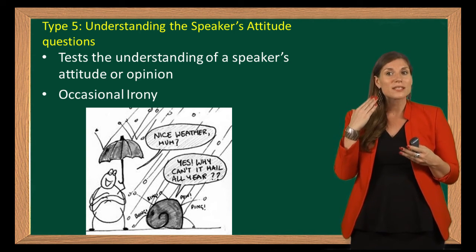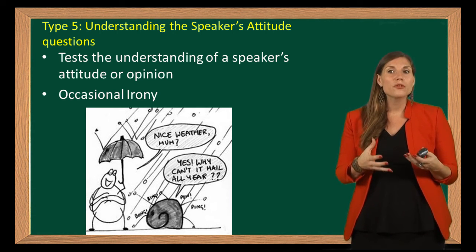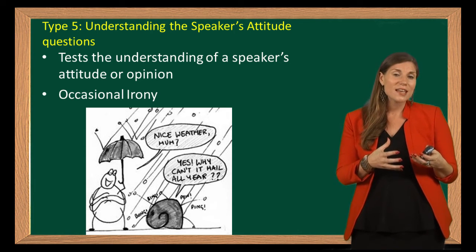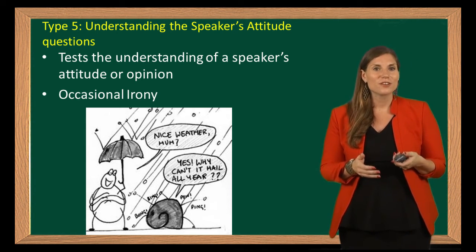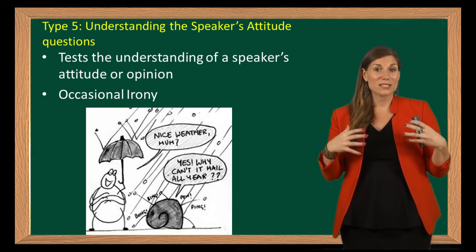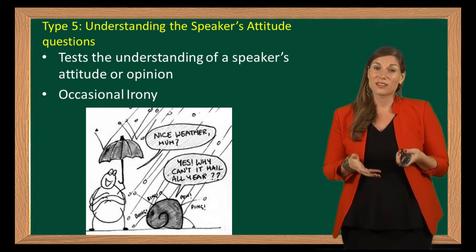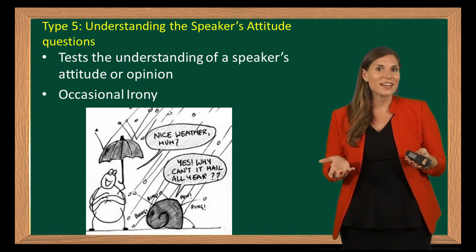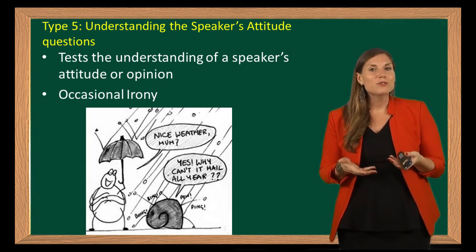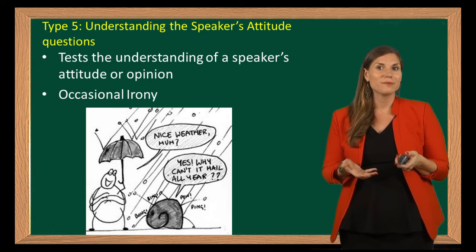So listeners must infer the ironic statement's real meaning with both clues provided in the context and from the speaker's intonation. So take a look at the picture. You can see that hail is falling from the sky. And the first character says, "Nice weather, huh?" And the snail says, "Yes, why can't it do this all year? Why can't it hail all year?" So actually, they are being ironic. They are not really pleased with the weather.